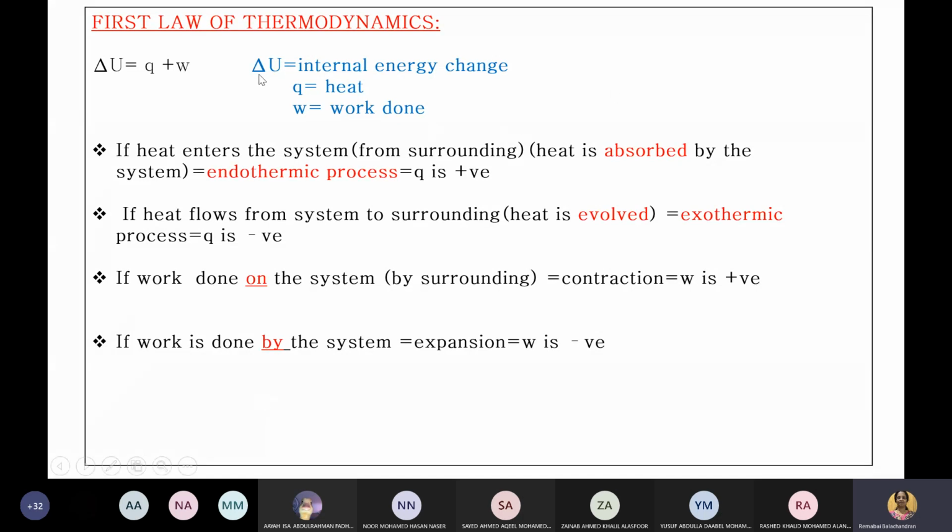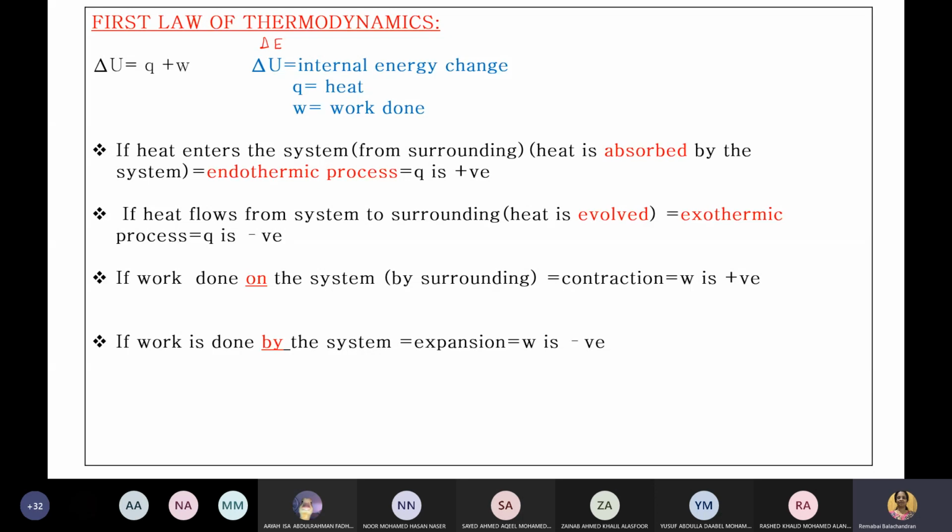now it's clear, right? So what is the old concept? In some textbooks, they still use delta E instead of delta U. So if by mistake I say delta E, you need to know it's delta U. So what is that delta U? It is the internal energy change for a system. Q means heat evolved or absorbed. Then W, all of you know, is work done.